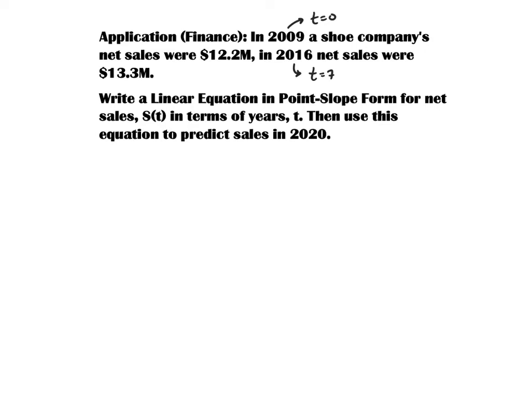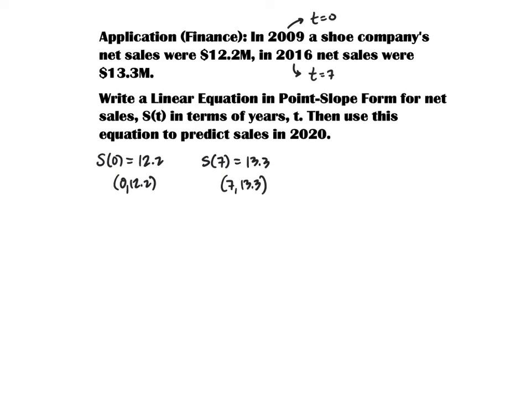Therefore, S of 0, total net sales in year 0, was 12.2 million. You could write that as S of 0 equals 12.2 or (0, 12.2). Those are equivalent forms. Our other point will be S of 7 equals 13.3, or you could write it as (7, 13.3) as an ordered pair.